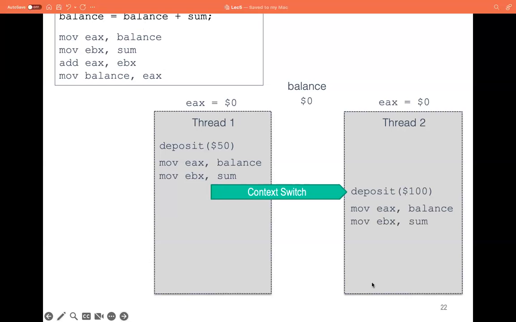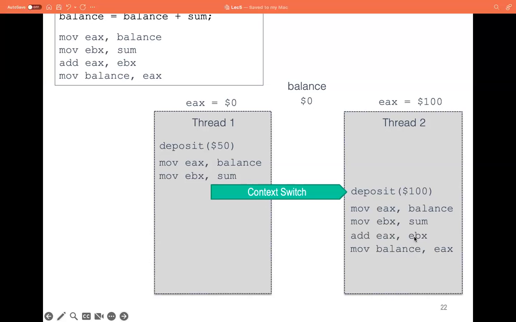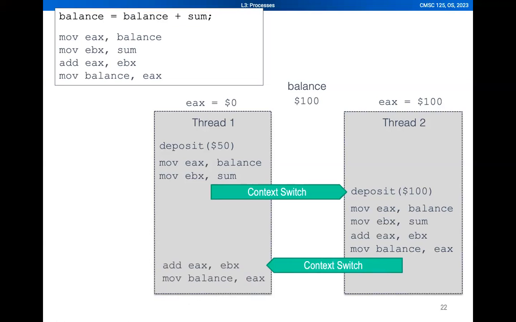So move balance to EAX and move sum to EBX, and then we add EBX to EAX. That means the balance, which is 0, plus 100, the sum. So now EAX is $100, and we move EAX to balance. So this balance will now be equal to EAX, which is $100. And there is another context switch.